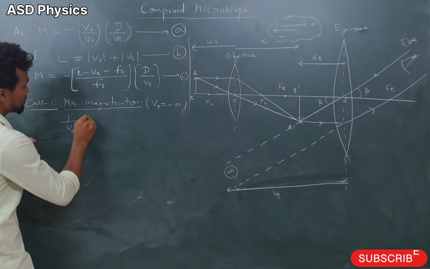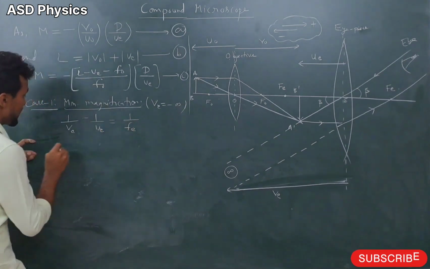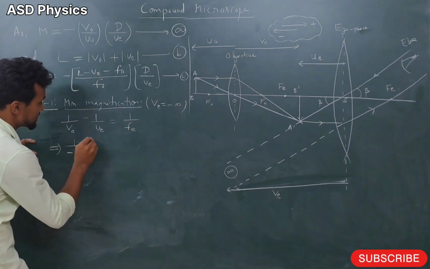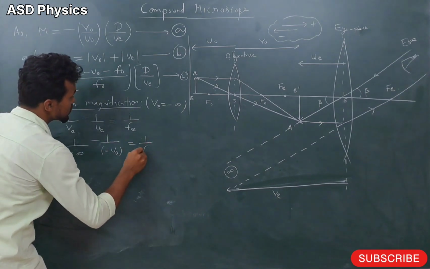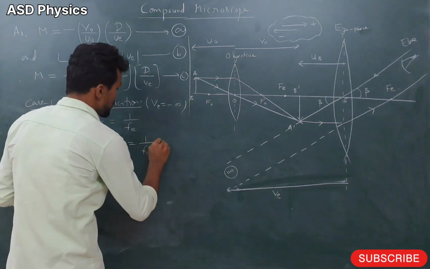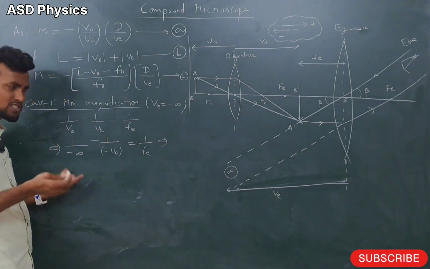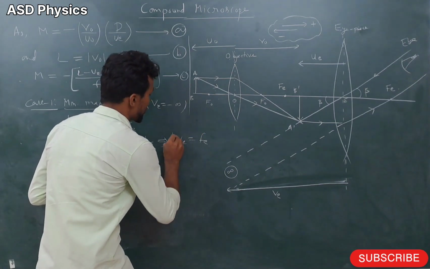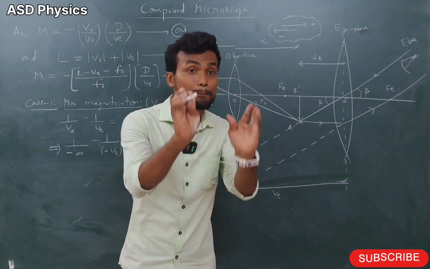See here: 1/VE minus 1/UE is equal to 1/FE. Here VE is minus infinity, so minus 1 by minus UE is equal to 1/FE. If you simplify this, 1 by infinity is 0, so what will come here? UE is equal to FE. In this situation, the magnification will be minimum.